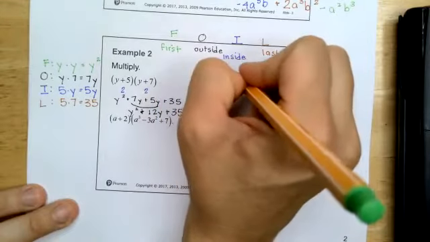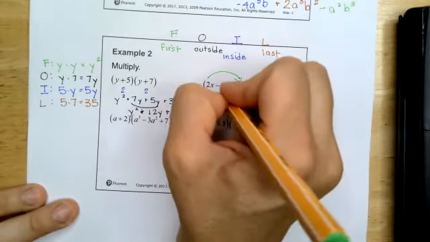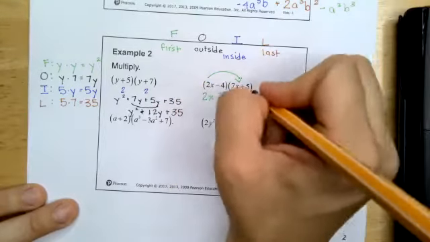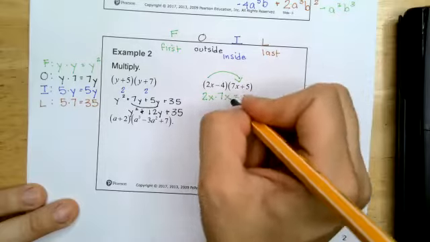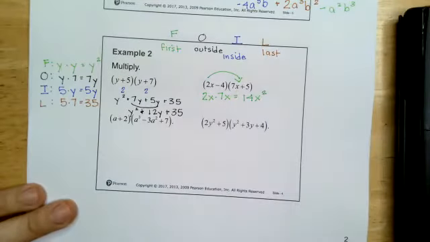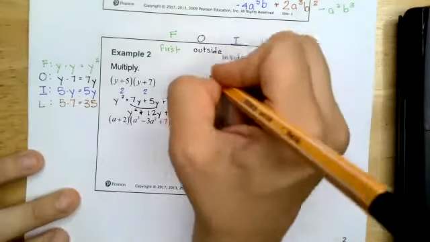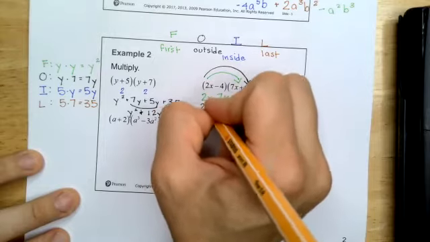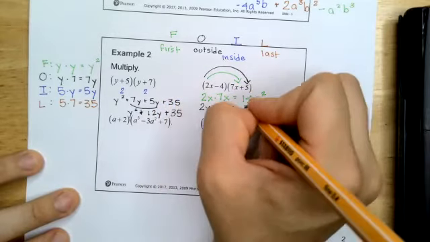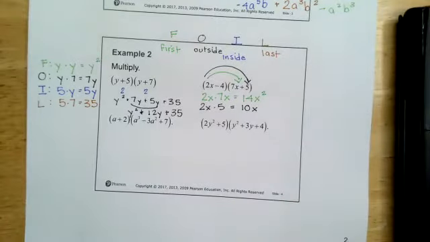So here, the first is going to be 2x times 7x, which is 2 times 7 is 14. X times x becomes x squared, right? Our outside, or the 2 times the next term, is just 2x times 5, which is 2 times 5 is 10. And there's an x remaining, so we'll just leave an x there.